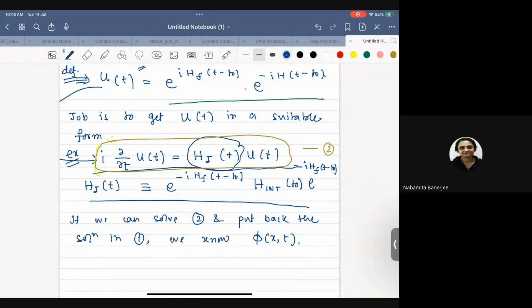Now you see, look at 2. 2 is a differential equation. First order differential equation. If I have to solve a first order differential equation, then what do I need? I need one boundary condition. You check that just from the definition of U. I mean, there is nothing to check. It's just so easy. What is U(t_0)? Tell me. You guys can't sleep in my class. Tell me, what is it? One, not one. Identity, right? Okay, so this is the boundary condition.